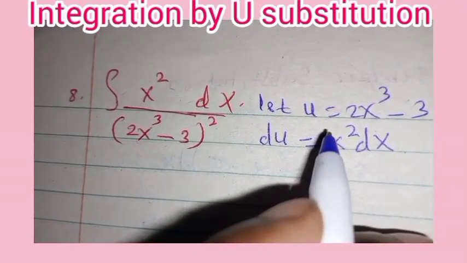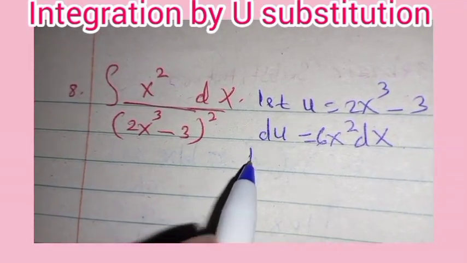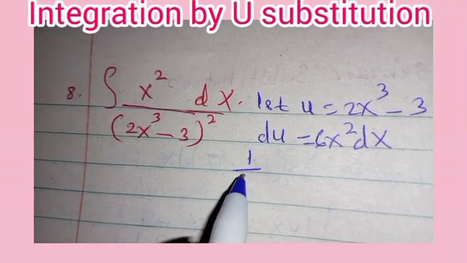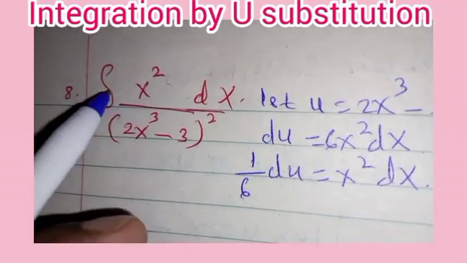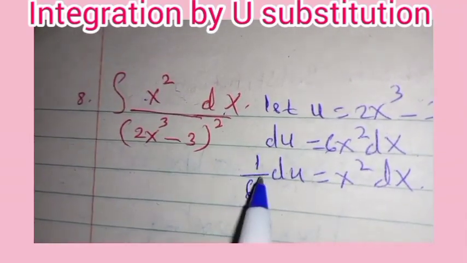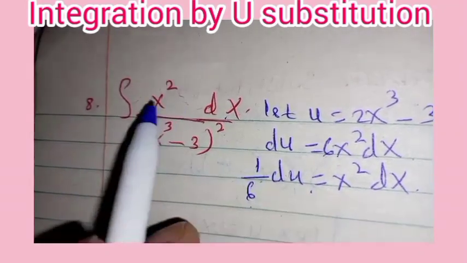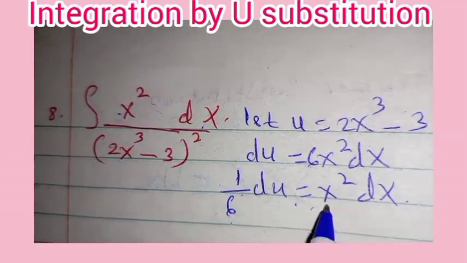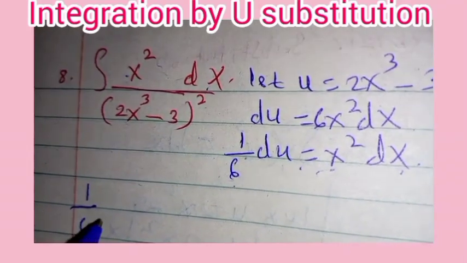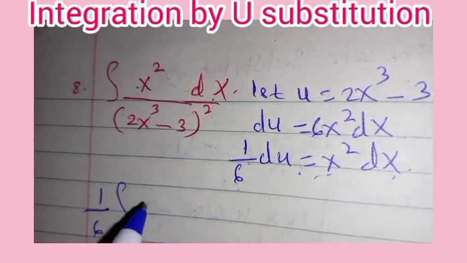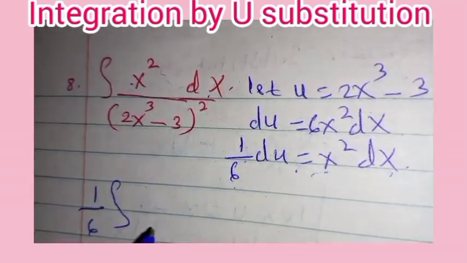Remember, on how to differentiate, you can check my YouTube channel. I have covered all the differentiation and all the methods of differentiation. So we divide by 6 both sides, so you have 1 over 6 du is equal to x squared dx. We will substitute with the du and we plug in 1 over 6. The numerator is x squared dx. We are going to have 1 over 6 integral of, so here instead of x squared dx, we plug in du.